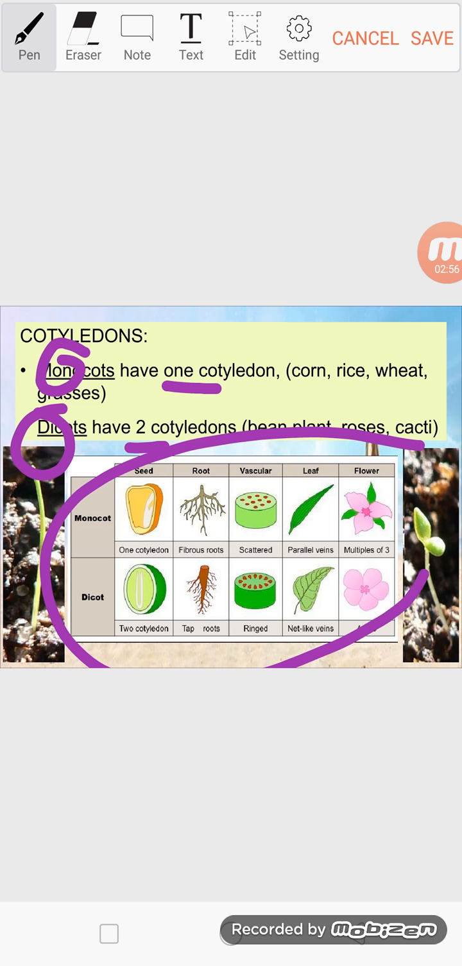And if you look here, this is a table of the differences between the monocot and the dicot in terms of the seeds. So we can see the differences in terms of the root, the vascular system, the leaf, and also the flower.